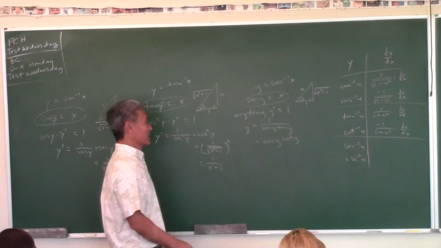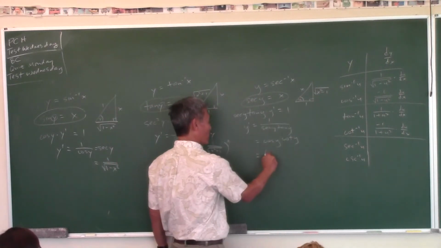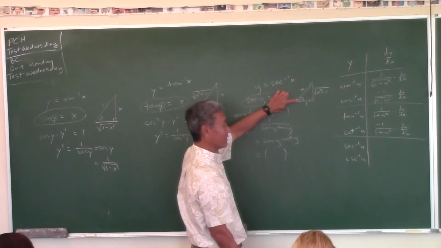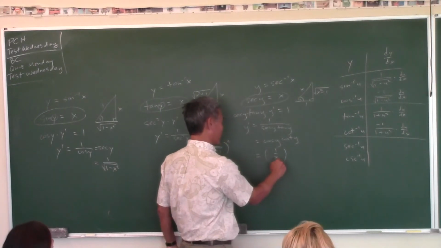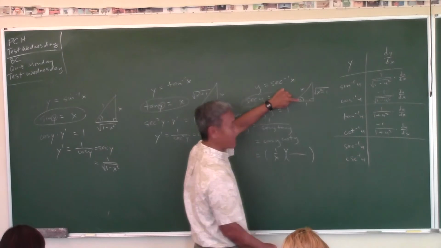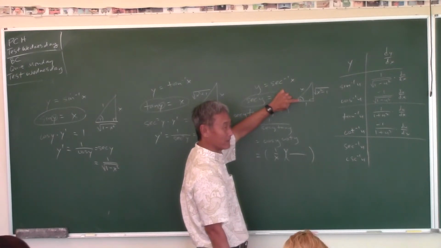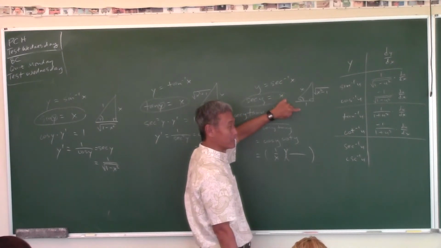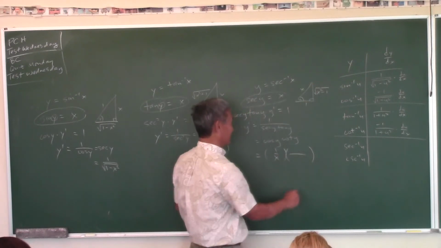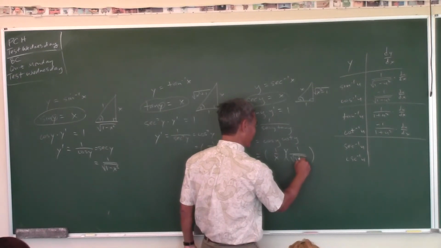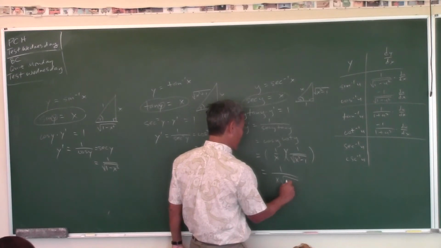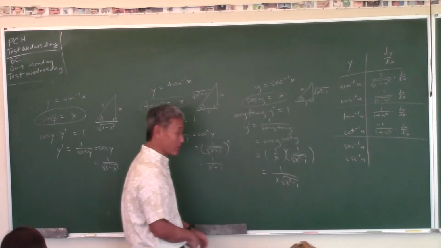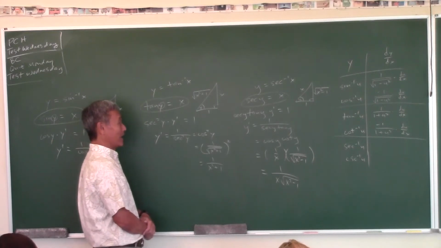Now all we have to do is look at the triangle. What is the cosine of angle y? Adjacent over hypotenuse, 1 over x. What is the cotangent of angle y? Adjacent over opposite. So we get 1 over x times the square root of x squared minus 1. That is the derivative of secant inverse x.